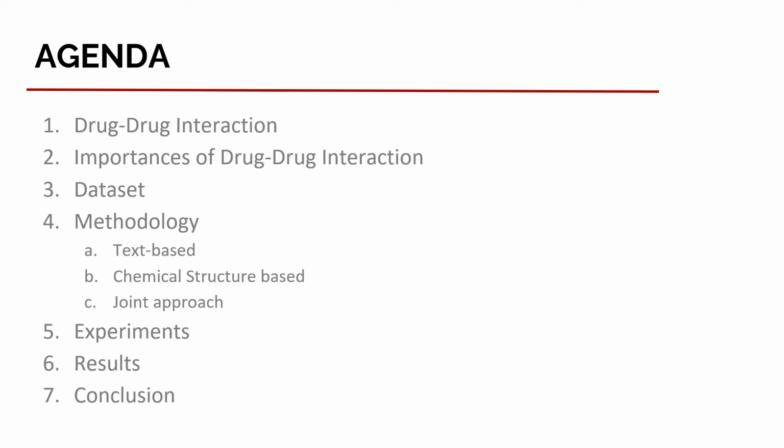Among the methodology, we have a text-based classifier of the relation. We have a chemical structure-based pipeline. And finally, a joint approach. So this joint approach is our BERTChem-DDI, which we are proposing in the paper. I'll talk about the experiments conducted, and finally some results and conclusion.